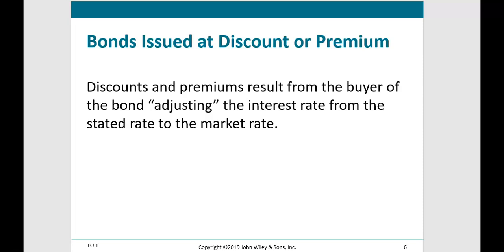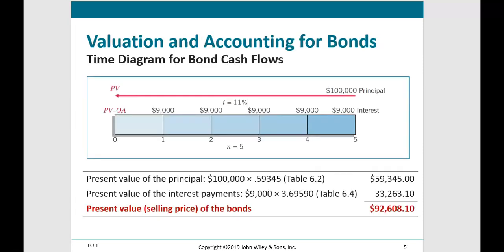Here are some notes. Discounts and premiums result from the buyer of the bond adjusting the interest rate from the stated rate to the market rate. In other words, at time zero, I'm the investor, I have excess cash, and I'm interested in investing to get annual interest payments. I go out to the market, and similar bonds are offering 11%. This bond is only offering 9%. In order to compensate me for the fact that other bonds would offer me greater periodic interest payments, $11,000 rather than $9,000, I'm going to pay less today for that bond.